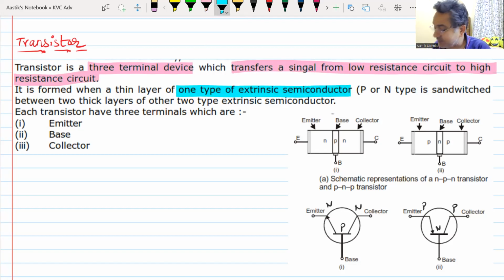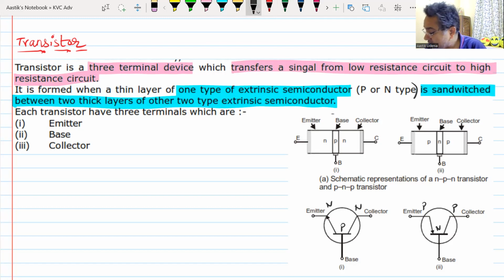One type of extrinsic semiconductor is sandwiched between two thick layers of other types of semiconductors. So it could be a p-type sandwiched between two n-types, or n-type sandwiched between two p-types. Do you see here? Yes. The first one is an NPN transistor. Do we see this? The second one, the green one, is a PNP transistor, where N type is sandwiched between two P types. Do we understand this? Yes.